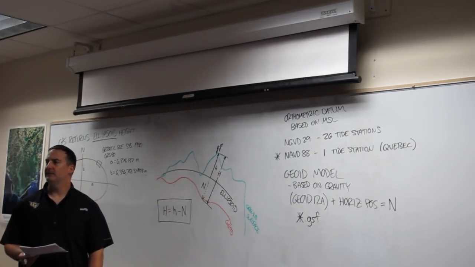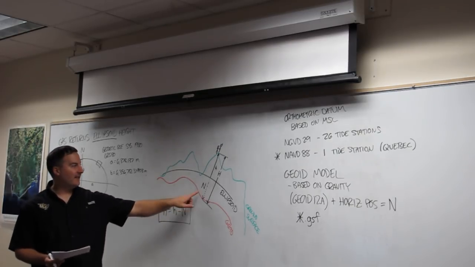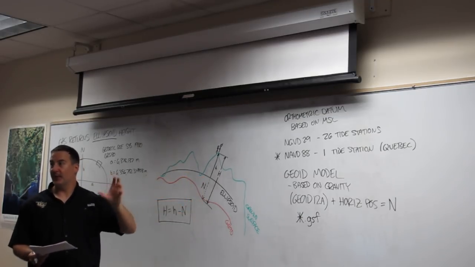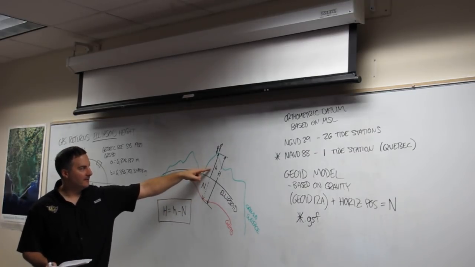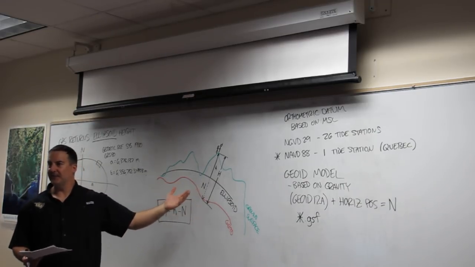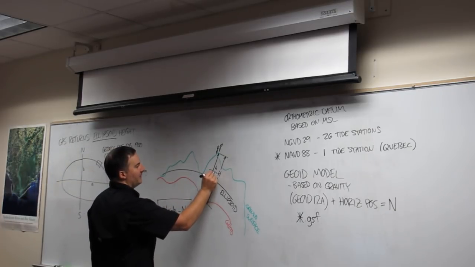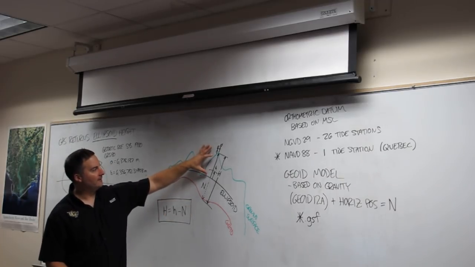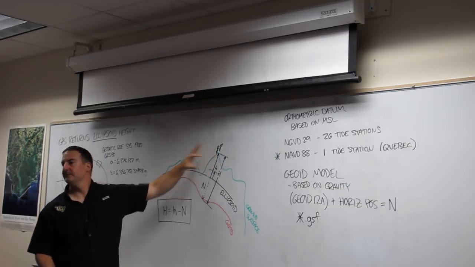So would it be little h plus N? No. In this case, N is negative. It's always measured directly from the ellipsoid, and in this case it's below it. That's why it would be little h minus a negative value. So if your geoid was up here, N would be this way, and you'd be reading this from the GPS, and you would subtract this to get that elevation.